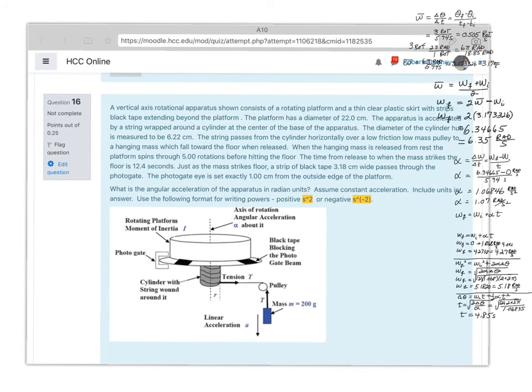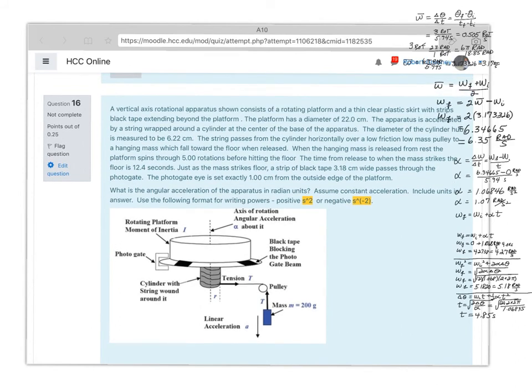So with this one, you want to notice that there's like a hoop on a turntable. So the string is wrapped around the hub as usual. There's a pulley. This is all related through this. But there's a skirt sticking out. This is sticking out past the edge of the hoop. And it's horizontal. And so the photo gate, this strip is going to go through and block the photo gate like we did in lab.